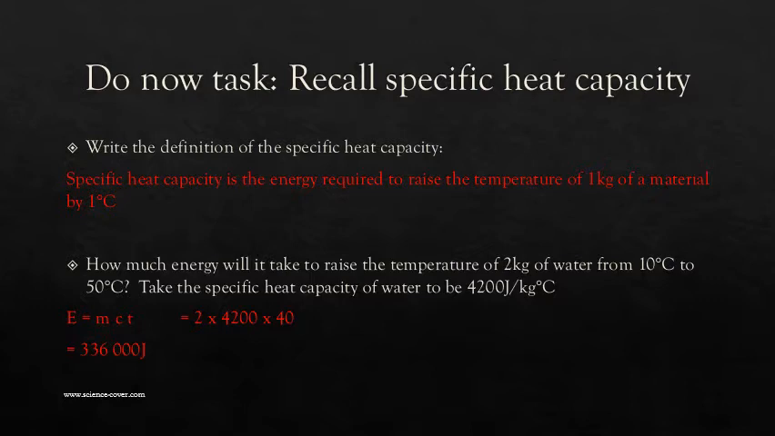How much energy will it take to raise the temperature of 2 kilograms of water from 10 to 50 degrees Celsius? Take the specific heat capacity of water to be 4,200 joules per kilogram degree Celsius. Energy is mass times the specific heat capacity times the temperature change. So this is 2 times 4,200 times 40. This gives us 336,000 joules.